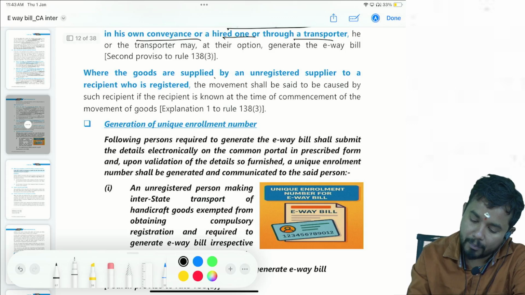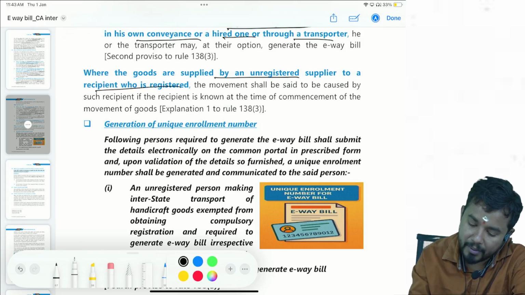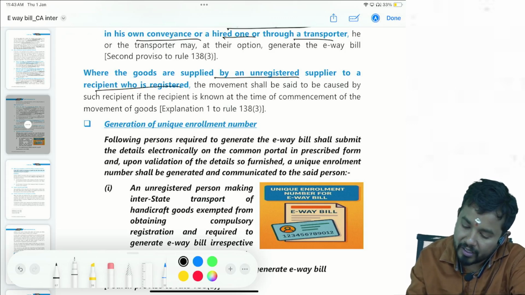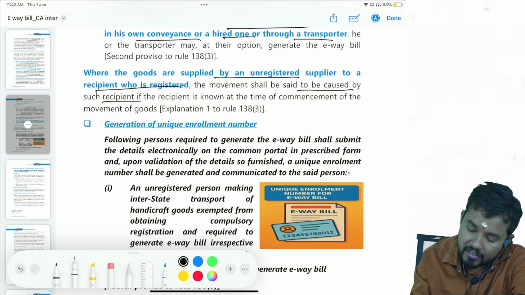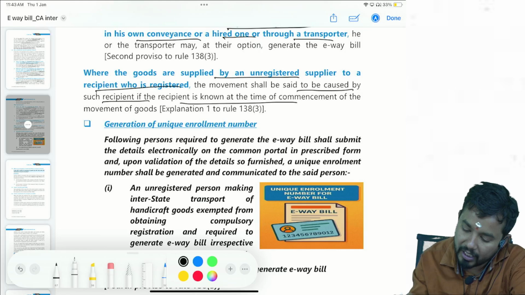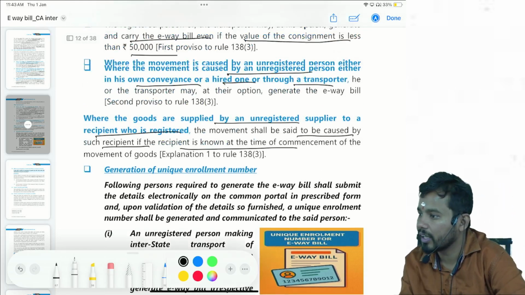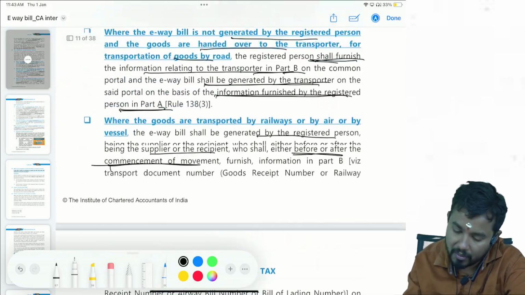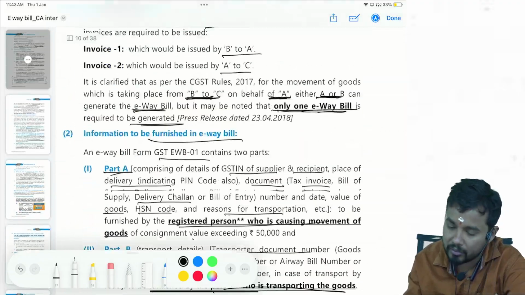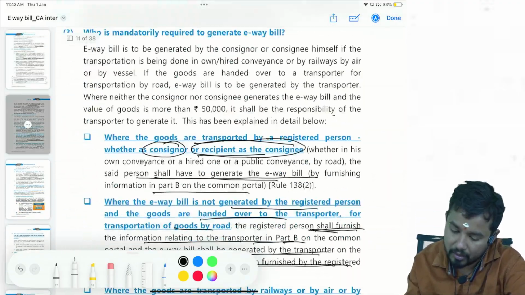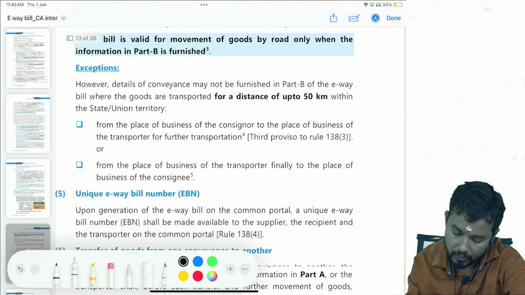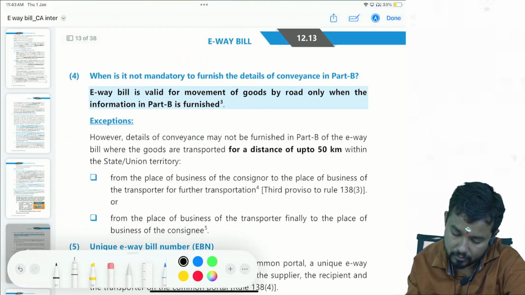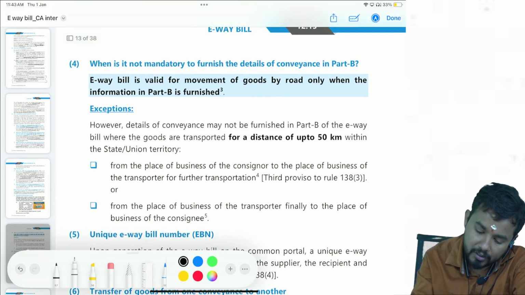Where the goods are supplied by an unregistered supplier to a recipient who is registered, the movement shall be said to be caused by the recipient if the recipient is known at the time of commencement. Okay. So these are the aspects. These are not much important points. Okay, but simple points that we have to understand. No. This is important. This is important.